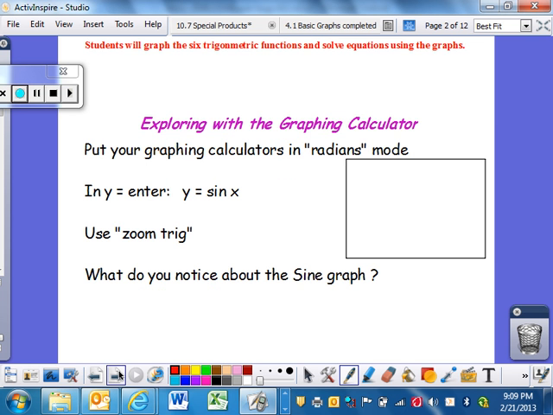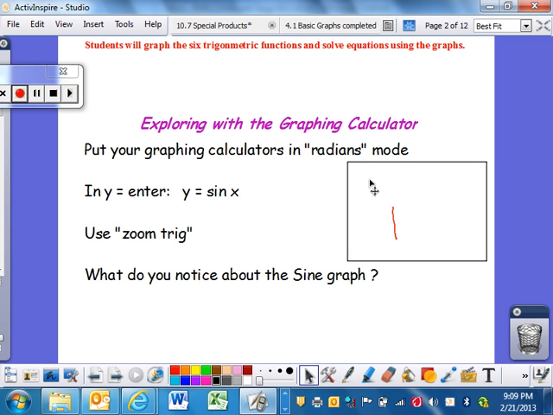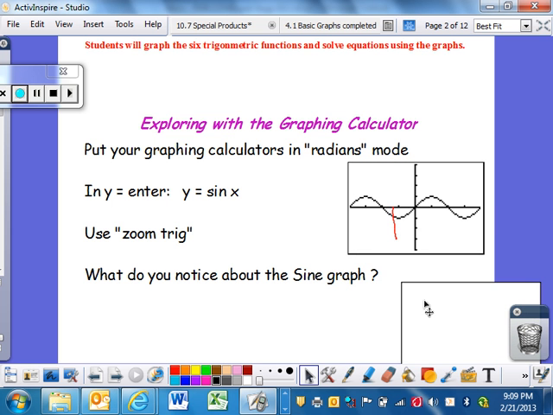So if we're going to graph our trig functions, we can always do this in our calculator. We can just put y is equal to sine of x in our calculator. If we put this in, we see that we have a wavy function, a wavy line, nothing like you've ever graphed before. So what do we notice about sine? We can notice that it has a wave to it.